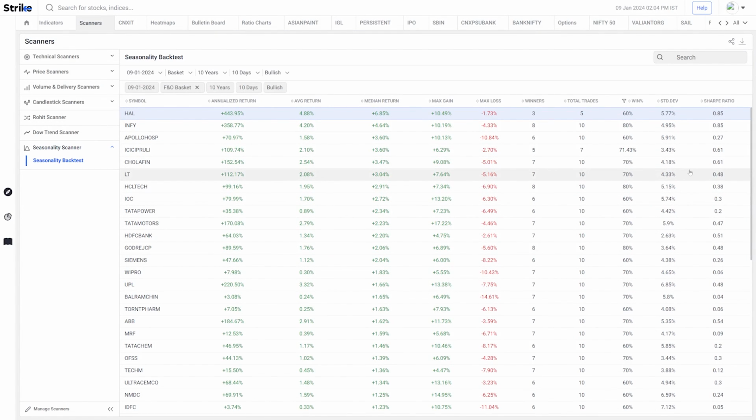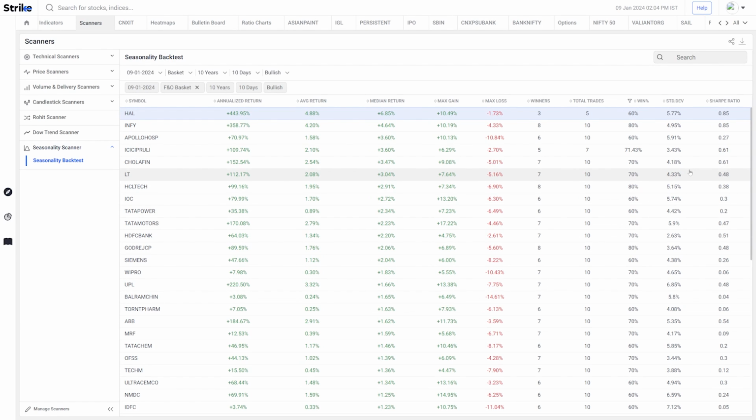Now a few tips from our side is that always use this scanner as a part of a broader analysis. Historical trends don't guarantee future results, so complement this data with your current market analysis, and most importantly, align your findings with your risk tolerance and investment goals. In conclusion, the seasonality scanner will help you find possible periods where a particular stock or a sector has the tendency to perform, which is where you can drill down further into your own setup and do your analysis and try to be on the right side of the market.